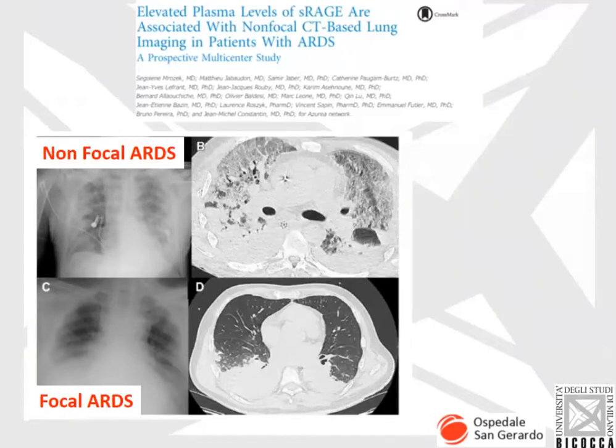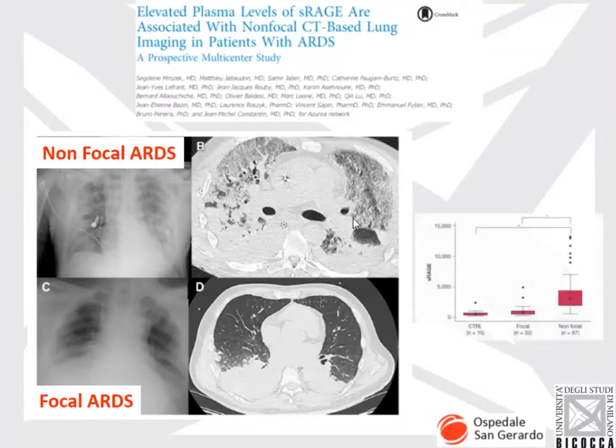So the other example I bring you is the one proposed in this paper by the group of Jean-Michel Constantin, who gave a talk this morning. Basically they have collected CT scans from a few hundred patients with ARDS, and they have divided these patients in 2 groups, one with a more focal ARDS, as you see here, so affecting just some specific region of the lungs, and the other with more non-focal ARDS patterns.